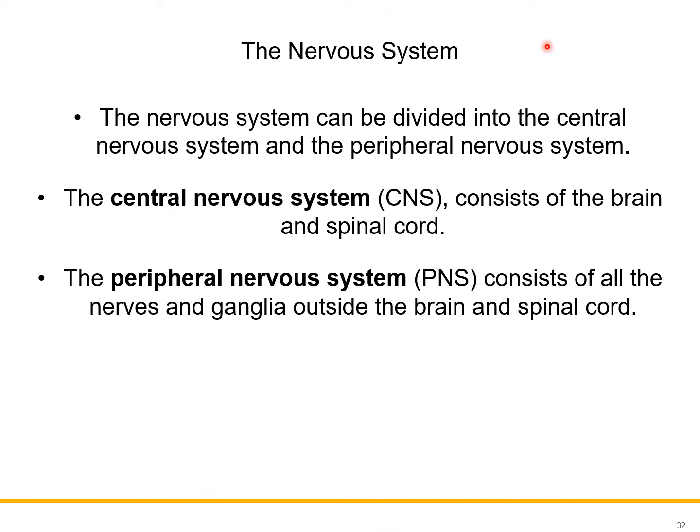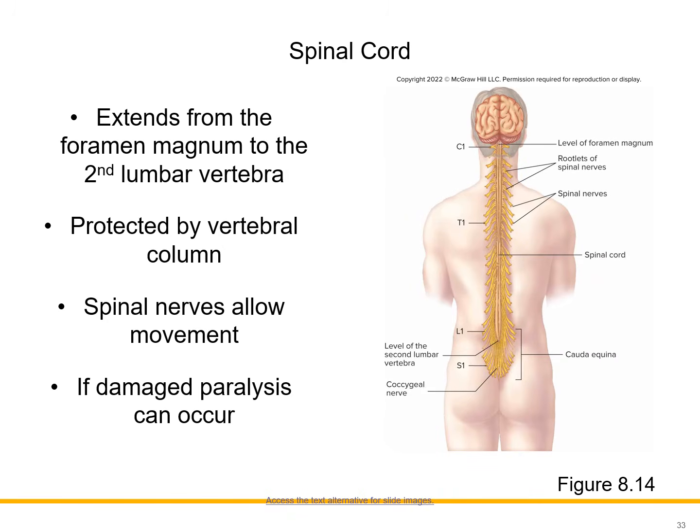Just a recap, the nervous system is divided into the central and peripheral nervous system. The central is physically composed of the brain and spinal cord, while the peripheral is composed of all the other nerves extending to the outside of the brain and spinal cord. On this slide, let's look at the gross anatomy of the spinal cord. Simula po sa foramen magnum hanggang sa second lumbar vertebra, yun daw po yung kahabaan ng spinal cord. So this is protected by the vertebral column, which is a component of the skeletal system.